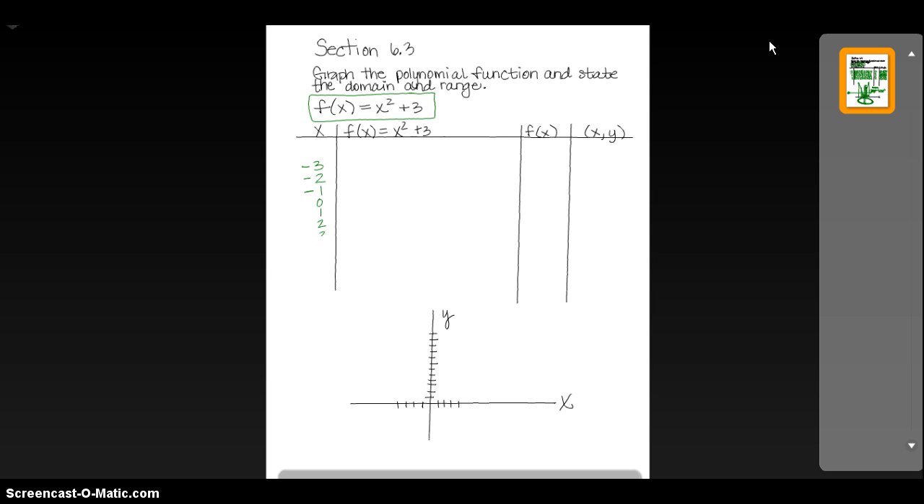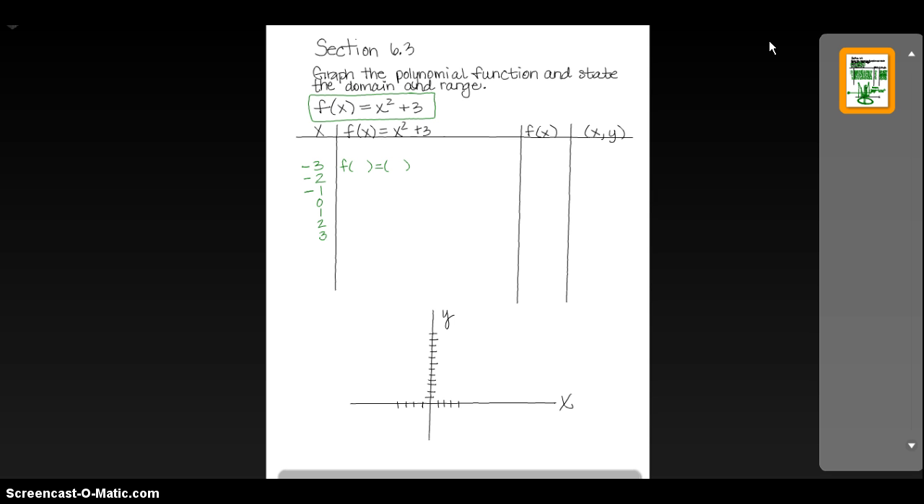And then one at a time, I'm going to plug those numbers in for x and find my function values. So I've created a nice little chart here to organize my work, and then once I get my points, I'm going to graph it down below. So my first x value is -3. So that means I need to find f of -3.